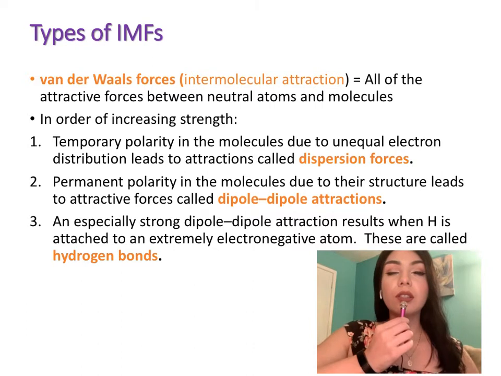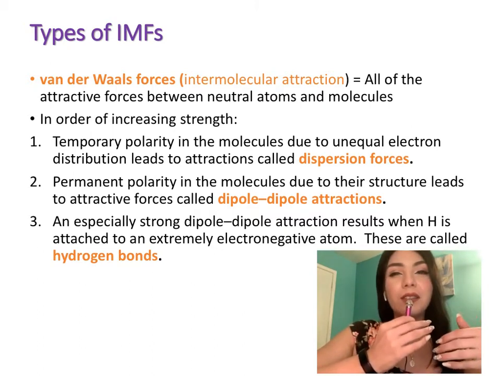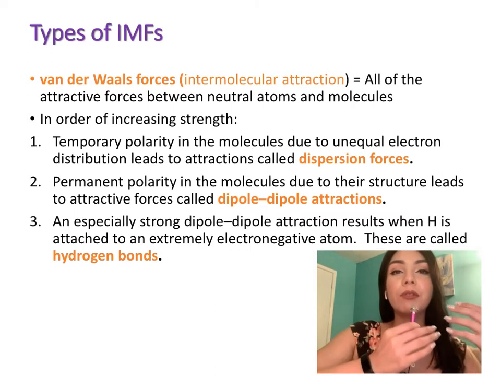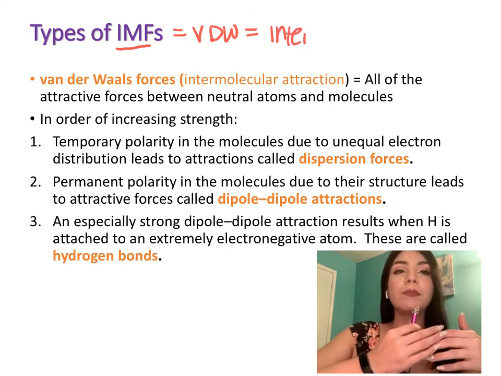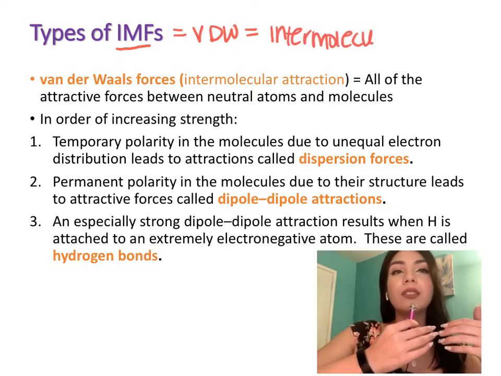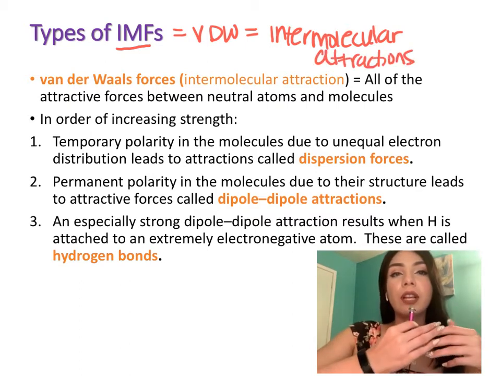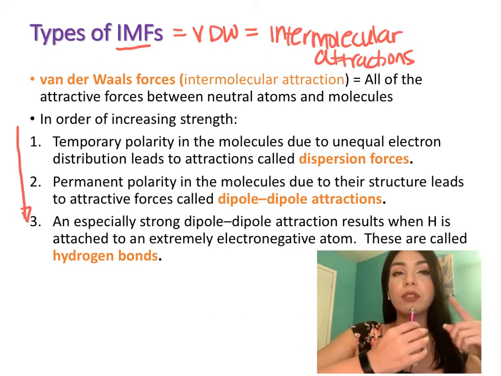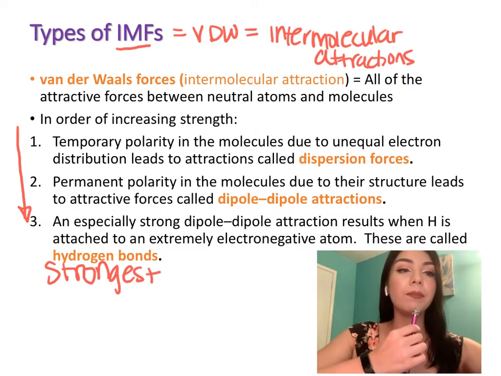So now we're gonna start talking about the different types of IMFs. Now, there's a little bit of technicality to how sometimes you will hear IMFs referred to, and they can also interchangeably be referred to as van der Waals forces, and this is referring to all these different types of IMFs. So if you ever hear that, just know it's just IMFs, intermolecular attractions, all the same thing. Now, in order of increasing strength, we have three different types of IMFs. We have dispersion forces, dipole-dipole attractions, and hydrogen bonds. We're going to talk about each of these individually.